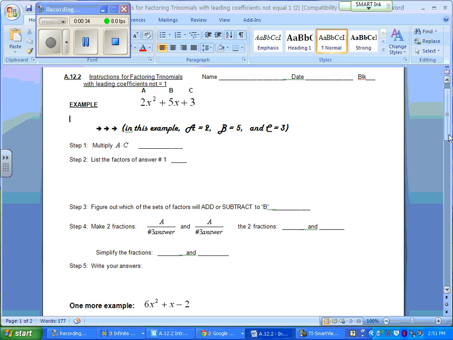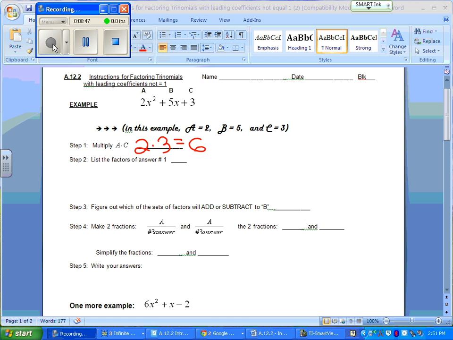The first step we talked about in class was multiplying A and C. The value of A is 2, and the value of C is 3, and that would give you 6. All right, that's our first step.